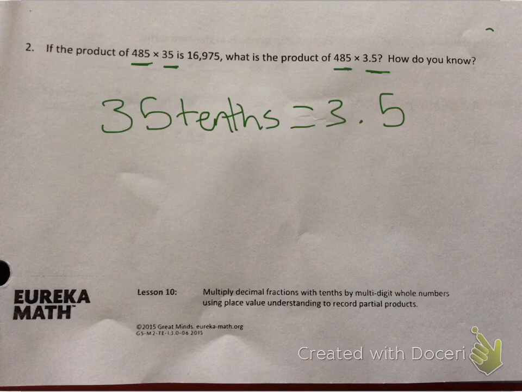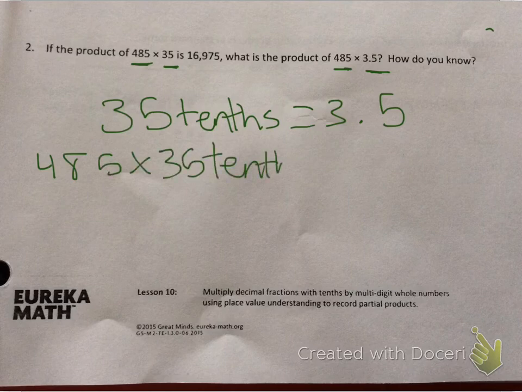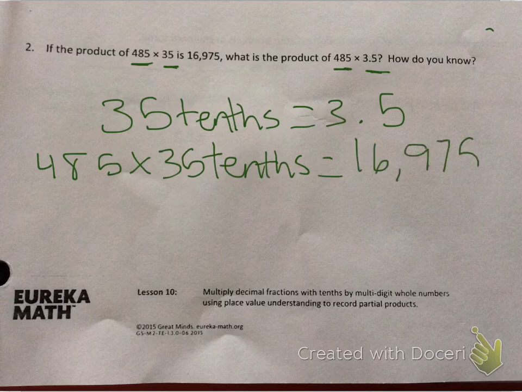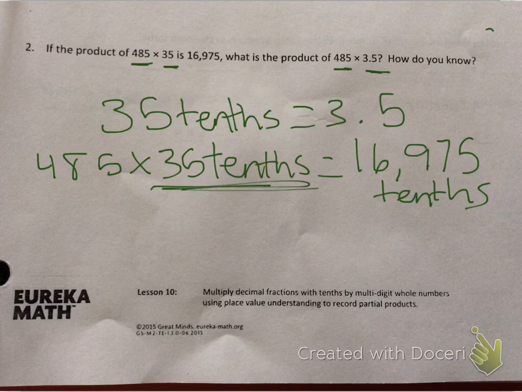So if I know that, then I know that 485 times 35/10 must equal 16,975. Okay, so that would be tenths, right? Because we multiplied by 35/10. So then I'd need to convert that to standard form, right? Which would equal 1,697 and 5/10.